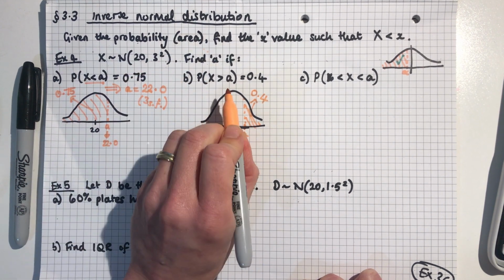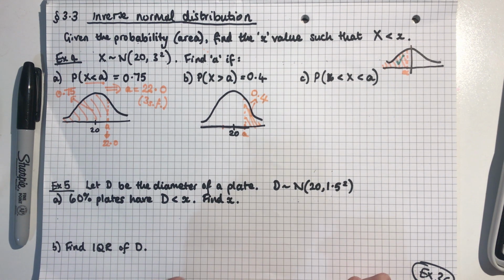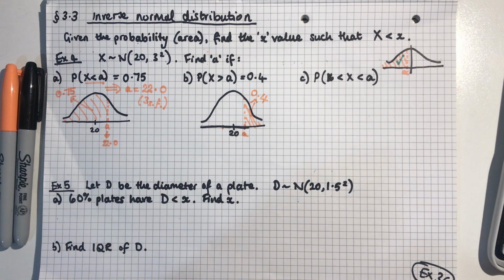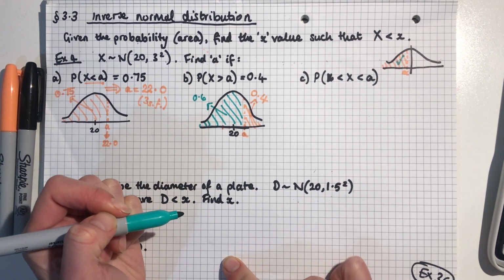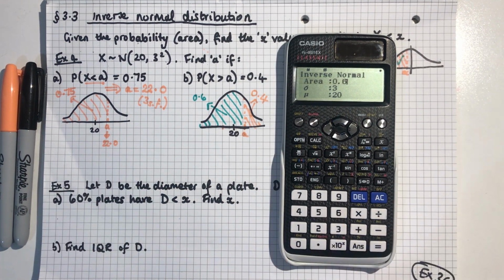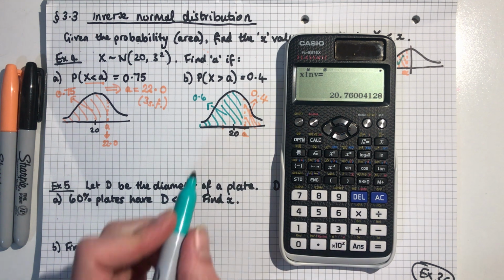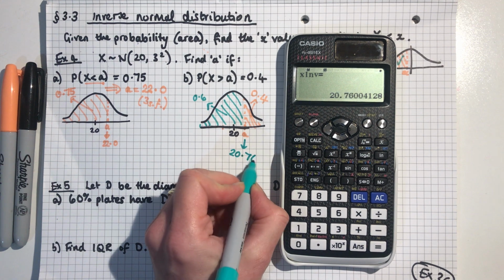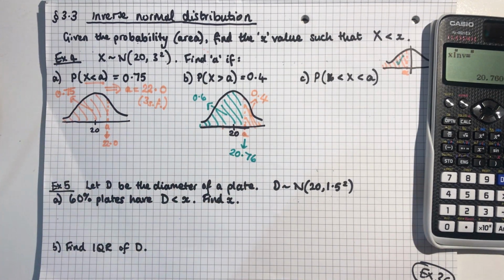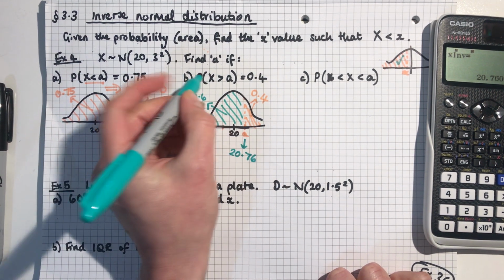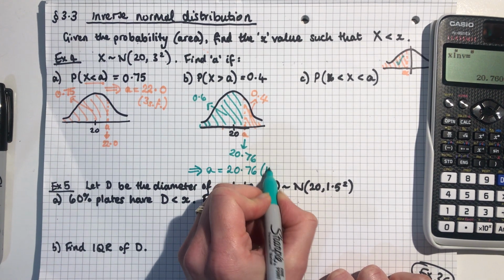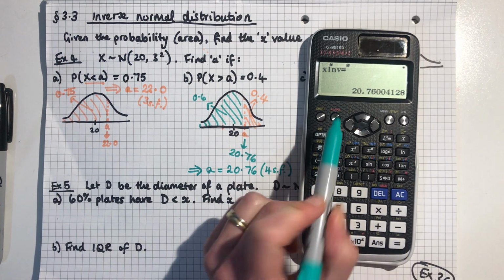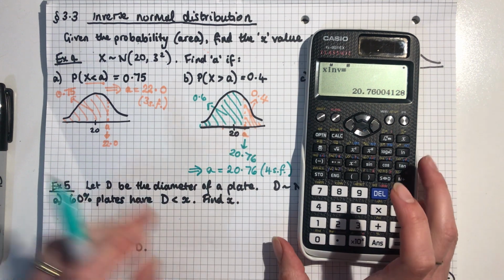Of course, if we drew the line at 20, the area to the right would be half and the area to the left would be half. Knowing that, and knowing that the calculator only works out an area less than a particular value on this inverse function, we know that this area here must be 0.6, because it's 1 minus 0.4. So on our calculator, we want to find the value of A that produces an area less than it of 0.6, with the same values of mu and sigma. That gives me A as 20.76. So this implies that A is 20.76, to 4 significant figures or 2 decimal places. I could have done it to 3 significant figures, 20.8, but it's only because it's got those zeros after it that I chose to give it a little more accuracy.